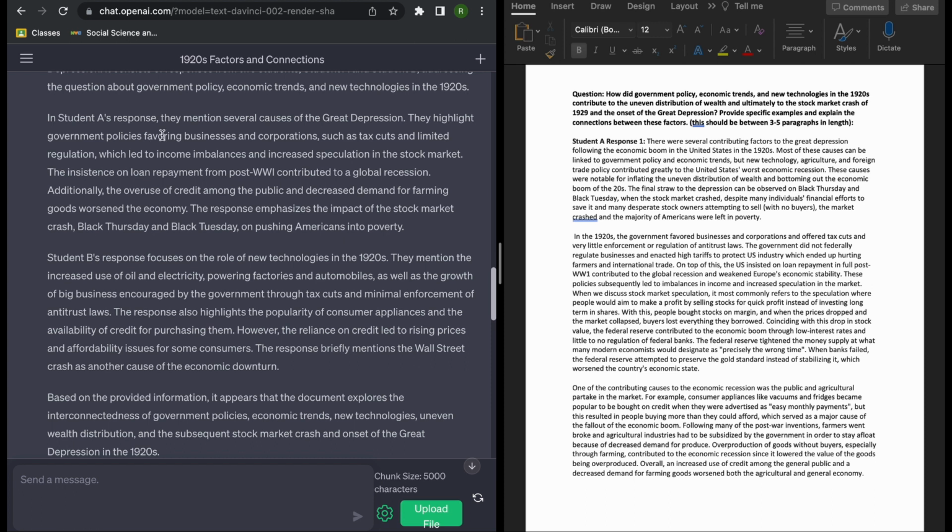So student A's response, they mention several causes of the Great Depression, highlight government policies favoring business corporations, tax cuts, limited regulation, led to income imbalances, increased speculation in the market, insistence on loan repayment from post-World War I contributed to the global recession. Overall, a really good response. This student pulled out a lot of different topics, even things that we had talked about in previous units. I'm really happy with what they provided.